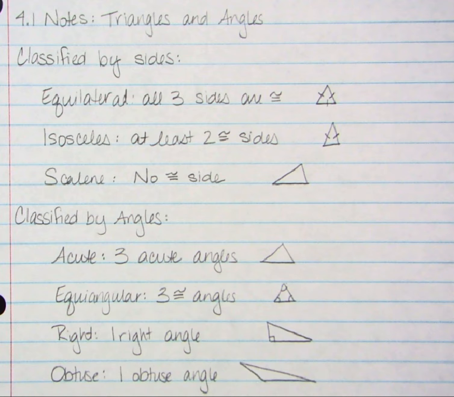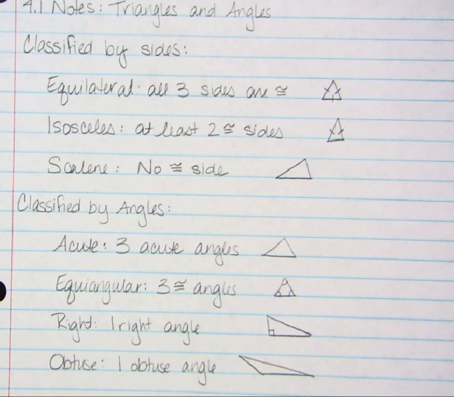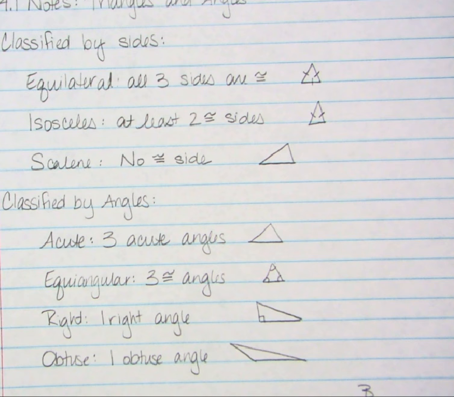lengths are equilateral, when all three sides are congruent, isosceles, when two sides are congruent, but notice it says at least two sides are congruent. So if we have three, we do have an isosceles triangle. And a scalene triangle where no sides are congruent. So we can classify them by their sides.